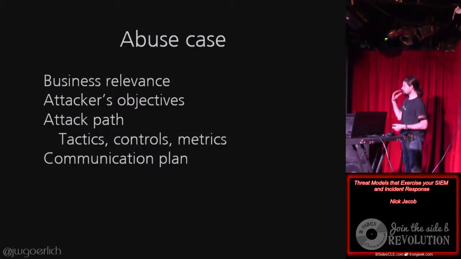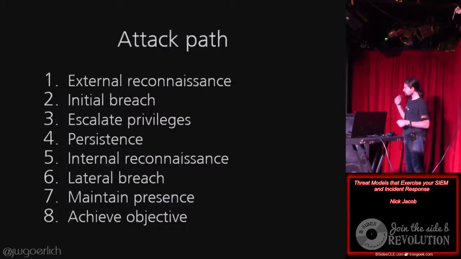And in addition, the communication plan on how to communicate, hey, we need to implement this $100,000 SIEM product, or how we need to have some training for Security Onion, or anything of these natures that would require higher up investment. So when you're laying out this attack path, we actually broke it up into 8 steps, starting with external reconnaissance and ending with the objective of the attacker being achieved.